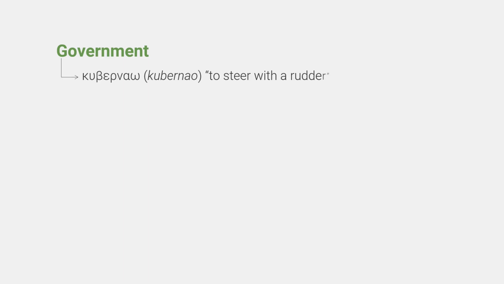Types of government. First of all, the word government comes from the Greek verb kubernao, which means to steer with a rudder. A government, then, is the entity, usually a group of people, that determines how a country, state, or community is run. In other words, it is that which constitutes the governing authority of a political unit or organization.